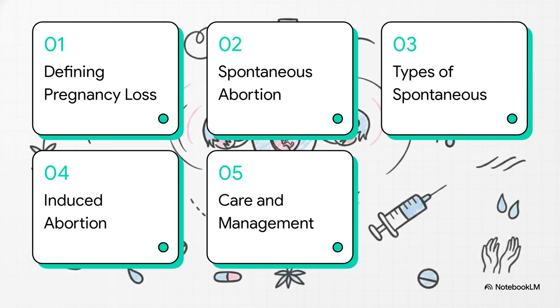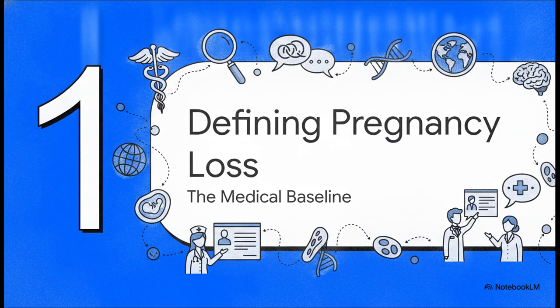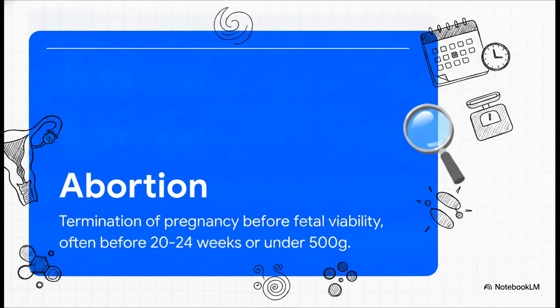Let's dive right in. Section 1, Defining Pregnancy Loss, the Medical Baseline. Let's get our foundational definitions squared away so we're all on the exact same clinical page. The absolute crucial point here is understanding the stark medical definition of viability. While the general public often uses the word abortion to mean one very specific thing, in a clinical setting, it literally just means the termination or loss of a pregnancy before the fetus is viable outside the uterus. Depending on the country and specific medical guidelines, this is typically defined as occurring before 20 to 24 weeks of gestation or when the fetus weighs less than 500 grams.